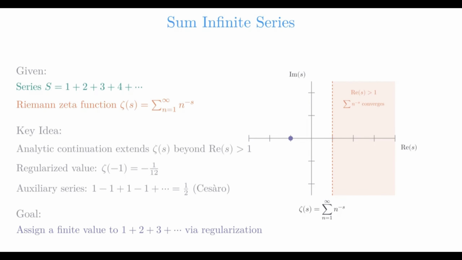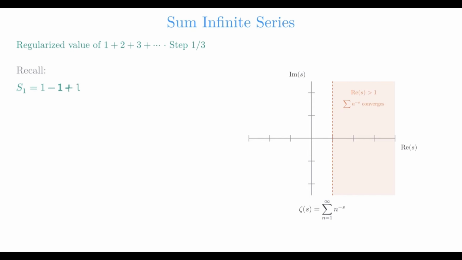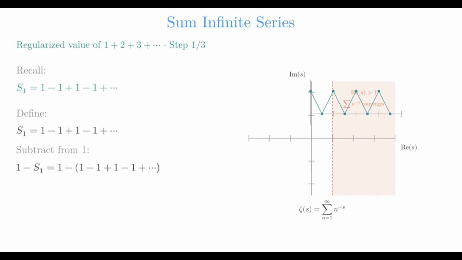Goal: show that the regularized value of 1 plus 2 plus 3 plus ... is -1/12. Step 1. We start with the simplest divergent series, the Grandi series, 1 minus 1 plus 1 minus 1, and so on. Let S1 be 1 minus 1 plus 1 minus 1, repeating forever. If we subtract S1 from 1, the right side becomes 1 minus 1 plus 1 minus 1, which is S1 again. So 1 minus S1 equals S1. Solving gives S1 equals 1/2. This matches the Cesaro average of the partial sums.